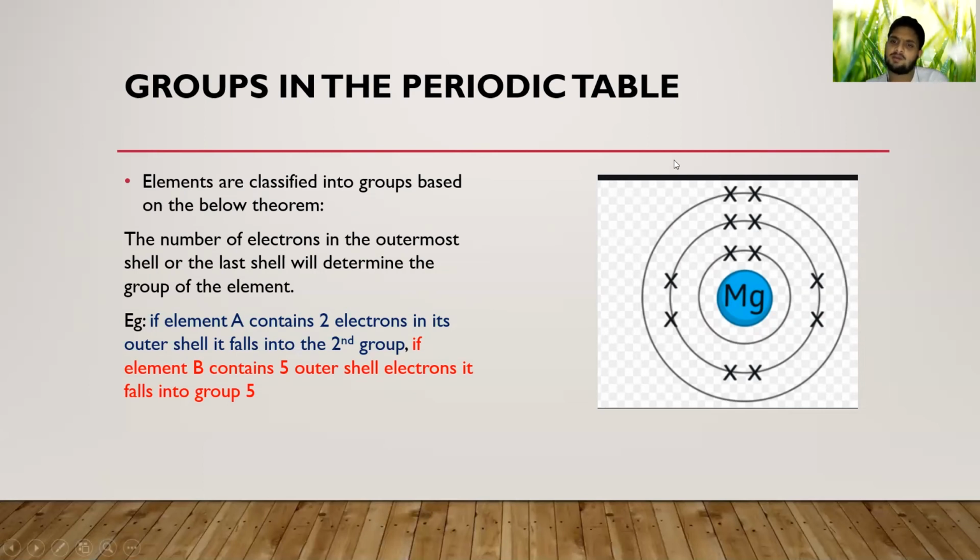So I've done this example, magnesium. Okay, this magnesium, Mg is magnesium. So here you can see in the outermost shell or the last shell or the third shell of this element, you can see there are 2 electrons. So that means magnesium should fall into the second group. So you can verify it by checking the periodic table, whether what I have said right now is true or not. Okay.